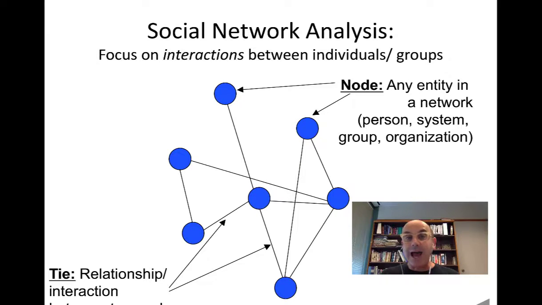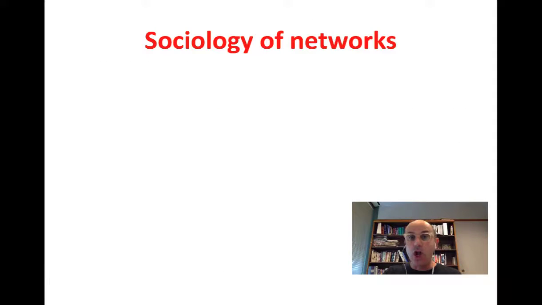We focus on the interaction between individuals and groups. For example, the node in this case is any entity in a network, a person, system, group, or organization, and the tie is the relationship between two nodes. So we are looking at a person in a network and what affiliation he has in this social network. If I have friends, and those friends are connected to me, those are the things I look at in my analysis, the interaction I have with them in my social network.